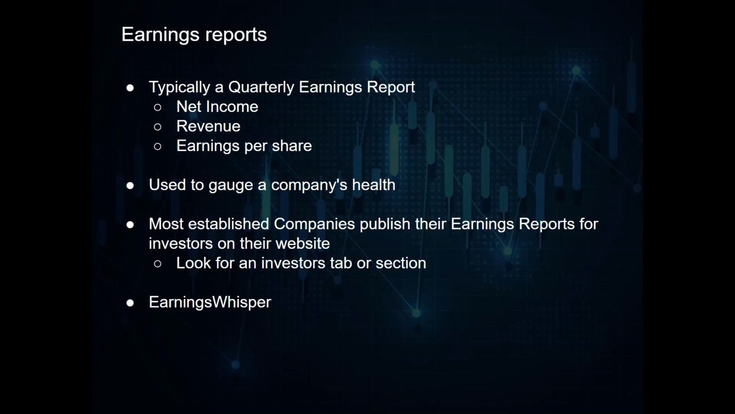Next is earnings reports, which is a very major catalyst. They're typically quarterly earnings reports that report their net income, revenue, and earnings per share. They're used to gauge the company's health in the near term and future. The best thing to do is look for the most established companies, and they publish their earnings reports online, and you can look at past earnings reports to make a critical decision on how you want to invest in the long term. A good website to know is Earnings Whisper, and they have a little bit of information about their earnings.